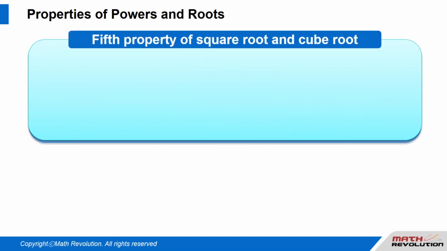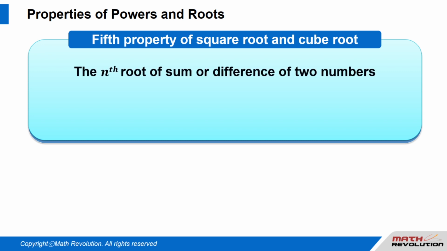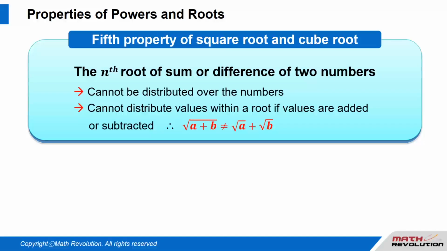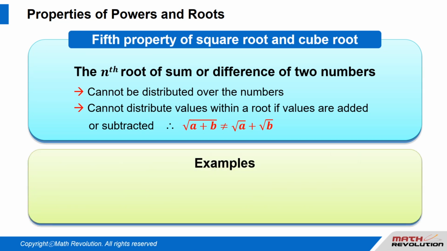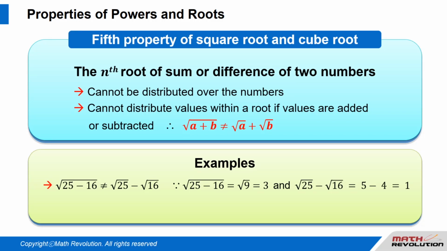Let us talk about the fifth property of square root and cube root. This property states that the nth root of the sum or difference of two numbers cannot be distributed over the numbers. That is, we cannot distribute the values within a root if the values are being added or subtracted. So, square root of (a plus b) is not equal to square root of a plus square root of b. For example, square root of (25 minus 16) is not equal to square root of 25 minus square root of 16.